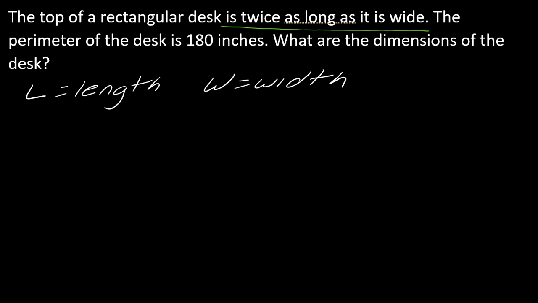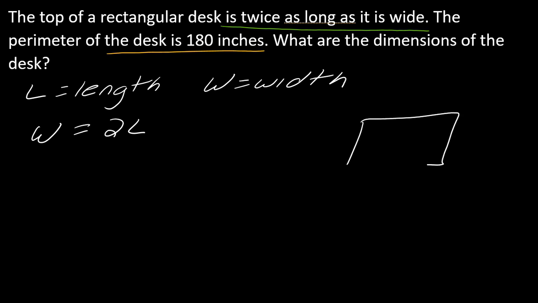It's literally saying the width is twice what the length is, right? So the width, W, is ("is" would indicate an equal sign) twice the length. Twice the length would be 2L. So there is one equation. And now let's think about the other one. The perimeter of the desk is 180 inches. Think about how the perimeter of a desk would work. I'm going to have my length and my width, so to get to the perimeter, I'm just going to add up all the sides, and that comes out to 2W plus 2L.